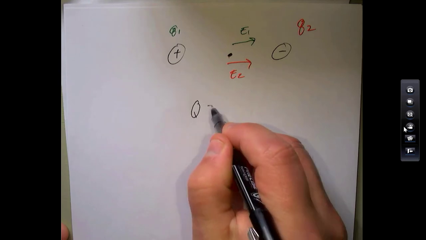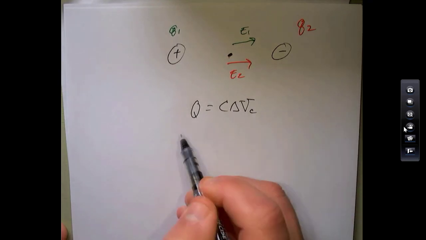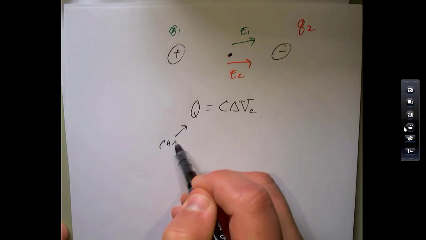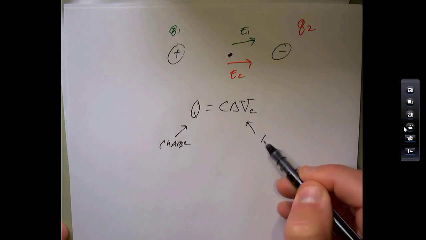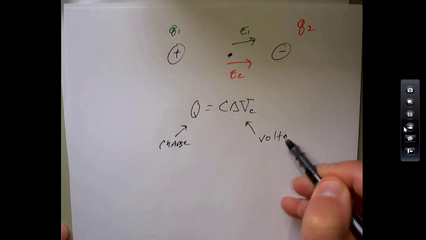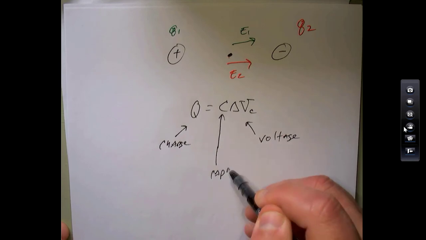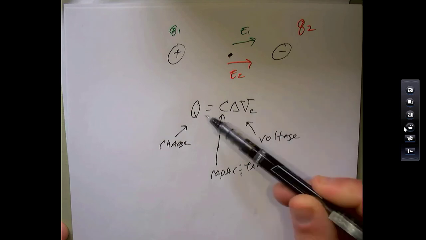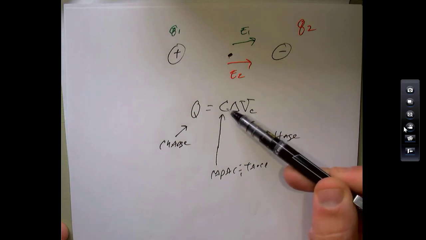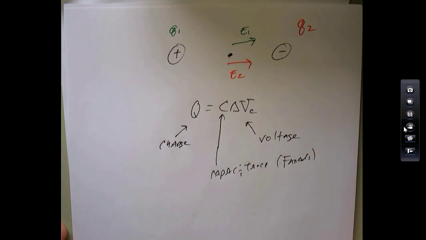So we have this formula, Q is equal to C times delta V across the capacitor. This is how much charge you have. This is the voltage, and they're proportional to each other. And the constant that relates those together is something called capacitance. So now be careful, because charge is measured in coulombs. This is capacitance, which is measured in farads. So a farad is a coulomb per volt.